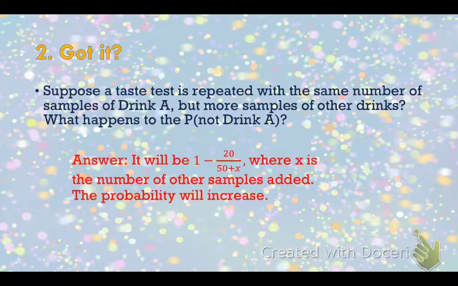All right, welcome back. Here is your answer. The answer will be 1 minus 20 over 50 plus x, where x is the number of samples added. So in this particular Got It, please make sure that if you don't understand where all that information is coming from, that you raise your hand and ask. The probability of not getting drink A increases.